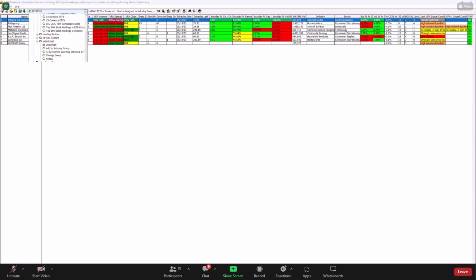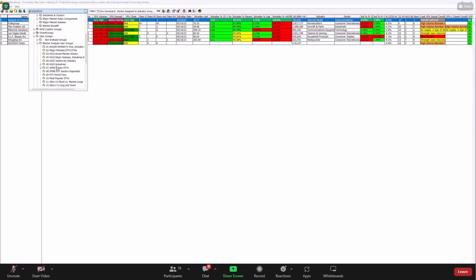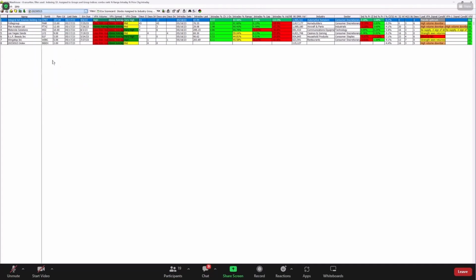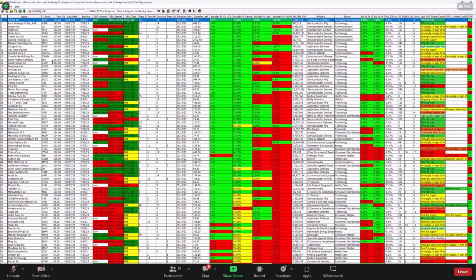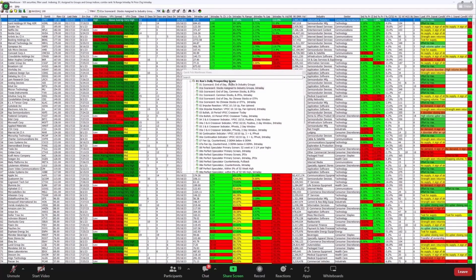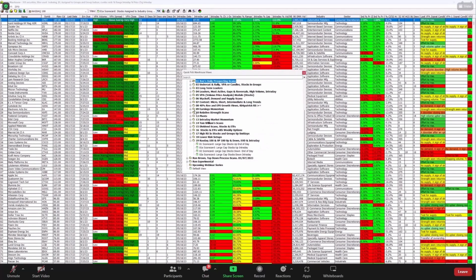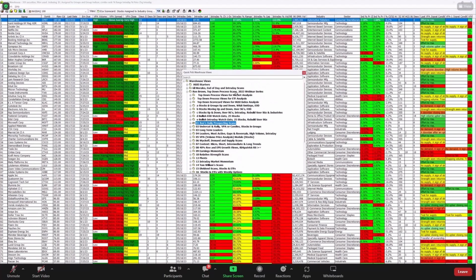First of all, I'm going to go into the reference groups over here, and I'm going to go into the major markets components. Since the NASDAQ has been so strong, that's where I'm going to go. And I can look down here and try to figure out where I am with all these charts, or I can go down in my new files.